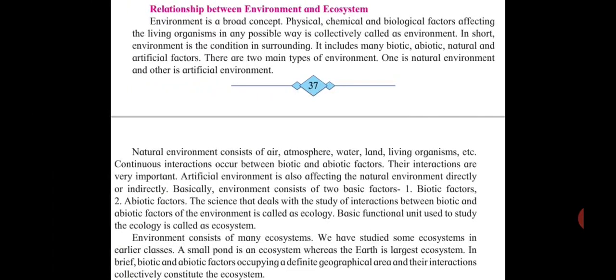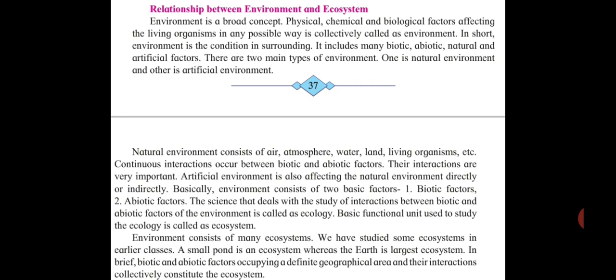So this is what was taught to you. Now moving ahead to the next topic, that is the relationship between environment and ecosystem. Now let us understand. Environment is a broad concept. Physical, chemical, and biological factors affecting the living organisms in any possible way is collectively called the environment. In short, environment is the condition in the surroundings. So we know this. What is environment? It's a condition or anything which is around us, we call it an environment.